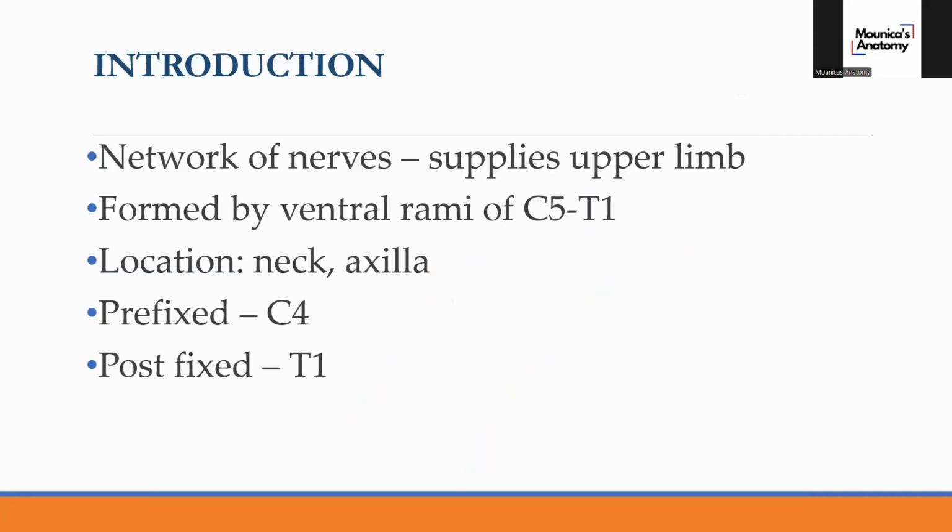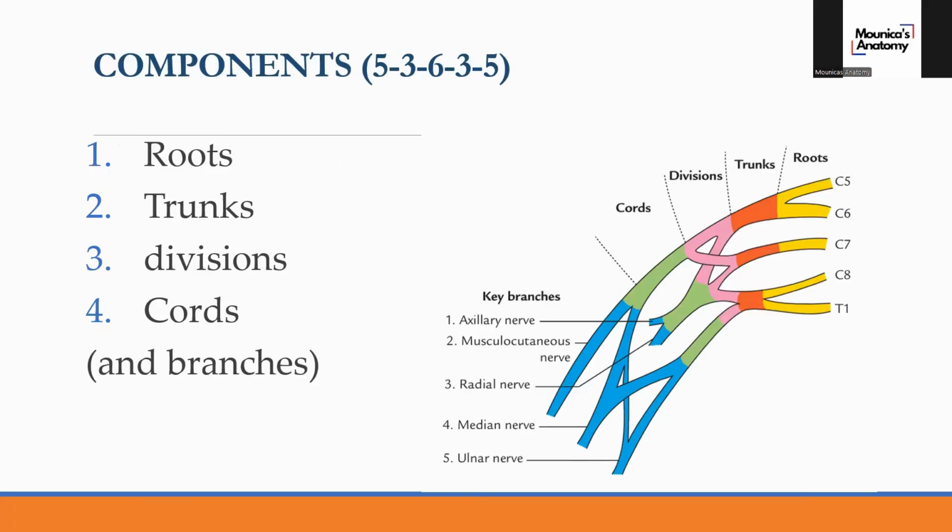Brachial plexus is the network of nerves that supplies upper limb. It is formed by ventral rami of C5 to T1 roots. The location is neck and axilla. Prefixed brachial plexus means the C4 also takes part in the formation of brachial plexus, and it is a major part. Postfixed brachial plexus means C4 is absent but T1 is present, and it also contributes to brachial plexus. That is called postfixed brachial plexus.